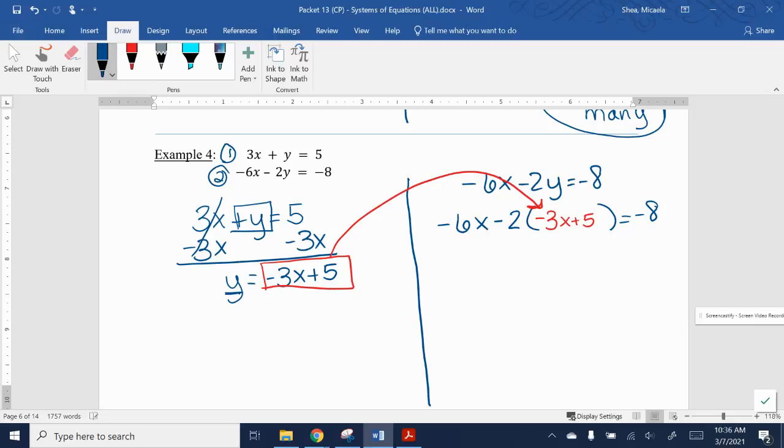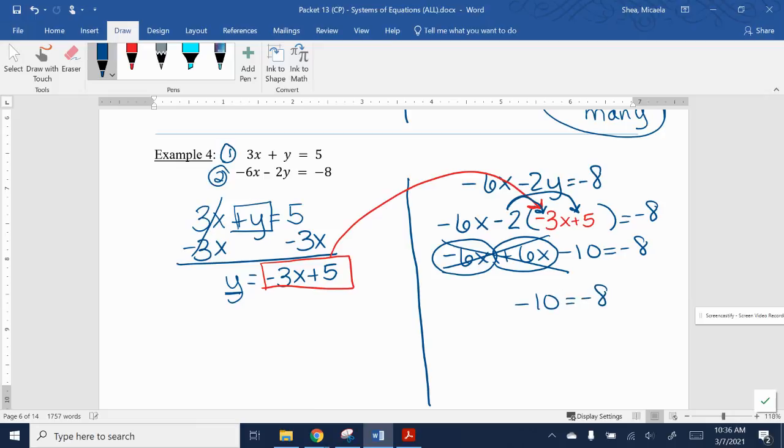And we're going to start to solve it just like we did back in the fall. We're going to distribute. Negative 2 times negative 3x is a positive 6x. Negative 2 times 5 is a negative 10. And that equals negative 8. We're going to combine like terms. Negative 6x and positive 6x actually cancel each other out, leaving us with negative 10 equals negative 8. Does negative 10 equal negative 8? Is that true or false? It's a false statement. So since it's a false statement, it's going to be a no solution answer.